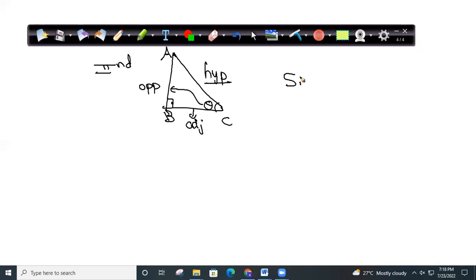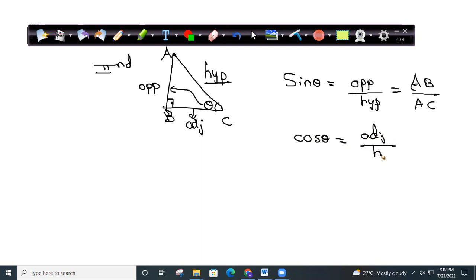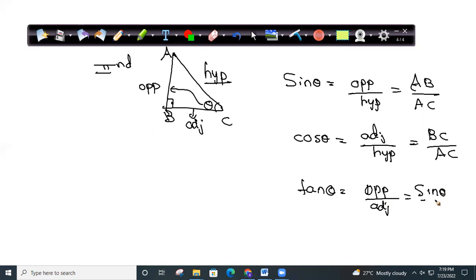So we have three simple trigonometric rules. Sine theta is opposite by hypotenuse. Opposite is AB, hypotenuse is AC. So AB by AC is my sine theta. And cosine theta or cos theta is adjacent by hypotenuse. So adjacent side is BC, hypotenuse is AC, so BC by AC. Tan theta is opposite by adjacent, which is the same as sin theta by cos theta, which is the same as AB by BC.